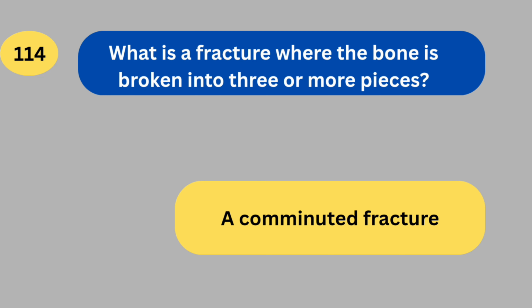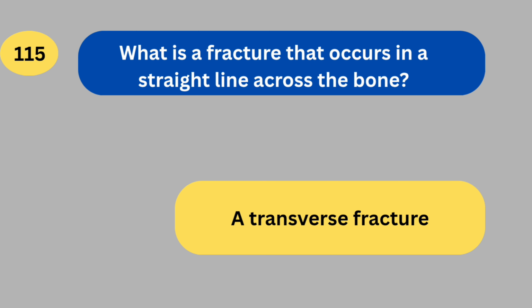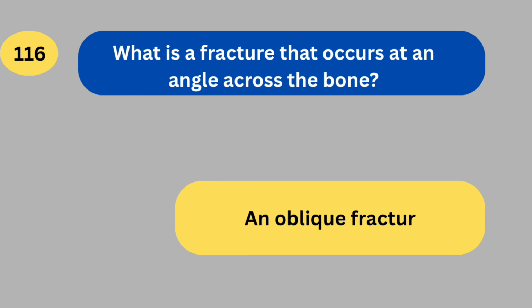Next question. What is a fracture where the bone is broken into 3 or more pieces? Answer: a comminuted fracture. Next question. What is a fracture that occurs in a straight line across the bone? Answer: a transverse fracture. Next question. What is a fracture that occurs at an angle across the bone? Answer: an oblique fracture. Next question.